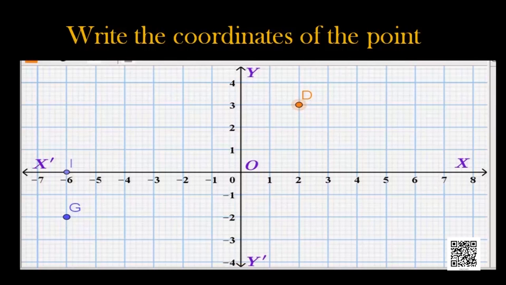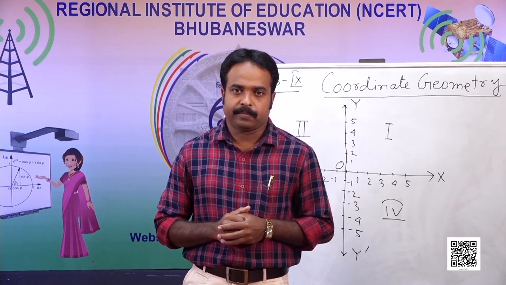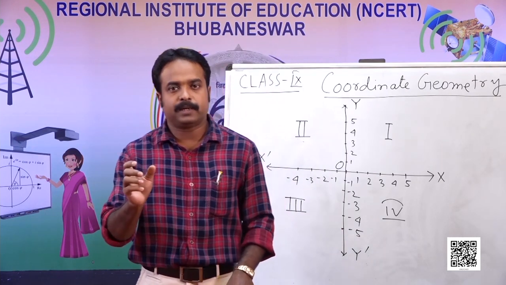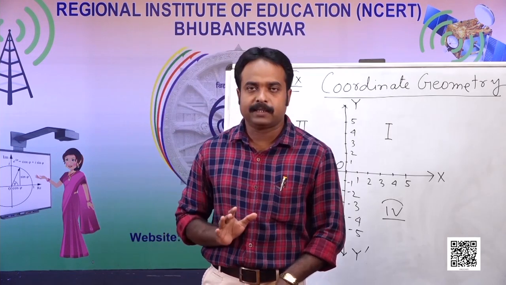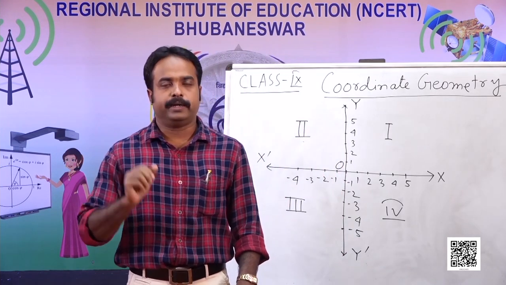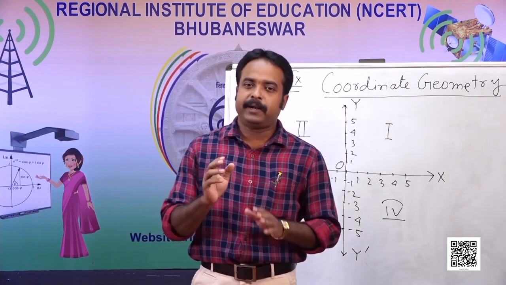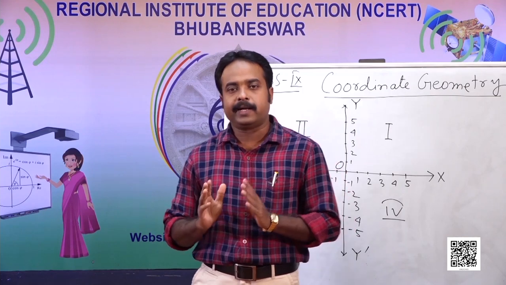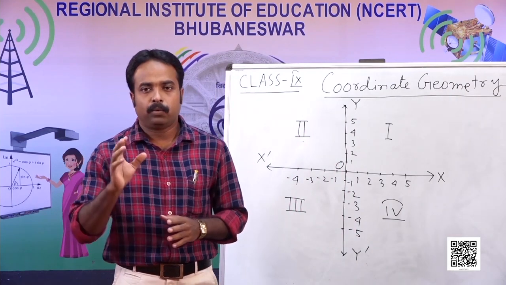Write the coordinates of the point. Here, D is a point. We want to write the coordinates of it. So, how can we write the coordinates? We have to find the perpendicular distance of D from both the axes. First, we have to measure the perpendicular distance from the y-axis. That will give the x-coordinate. Then we have to measure the perpendicular distance of the point D from the x-axis. That will give the y-coordinate.